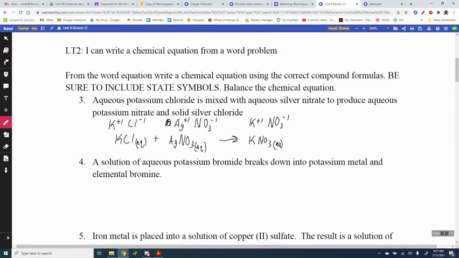It's not a very good A, but you get the idea. And solid silver chloride. So silver is still Ag +1. Chloride is still Cl -1. So that gives us, I forgot to write the plus there, AgCl, and that is a solid. So we put an S there. Now, after we count everything, it is all balanced already. So there's 1 K, 1 K, 1 Ag, 1 Ag, 1 NO3, 1 NO3, 1 Cl, 1 Cl. So everything is already balanced, so we don't have to worry about that for this one.